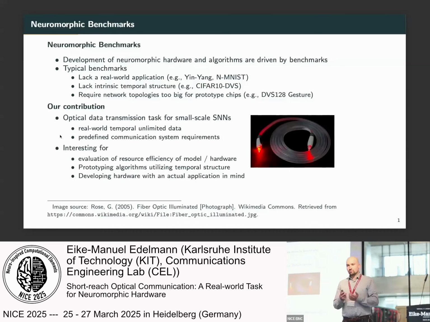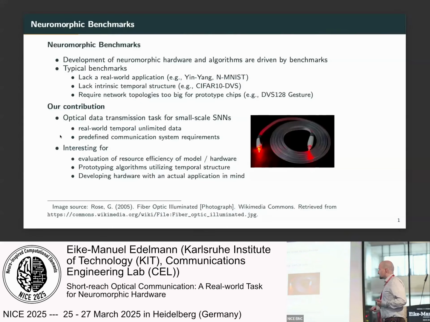So what we want to propose today is the optical data transmission task for small-scale SNNs. Talking about small-scale SNNs, we talk about 30 to 40 hidden layer neurons, one hidden layer. So that's what we and people from Heidelberg, with whom that paper is published together, already investigated, and we already proposed some solutions that were well received in the communication community.